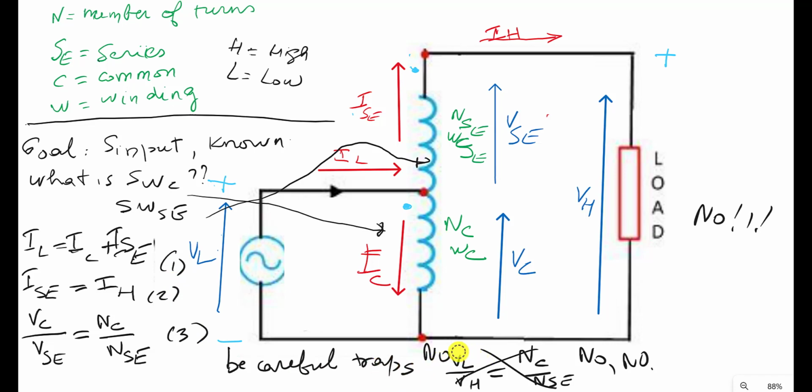Something to be careful of is a trap. The standard transformer says voltage of the input over voltage of the output, VL over VH, is equal to the turn ratio. That is not correct here. The input voltage and the output voltage are not necessarily the same voltage that goes through the winding. Very dangerous, so it's a no.